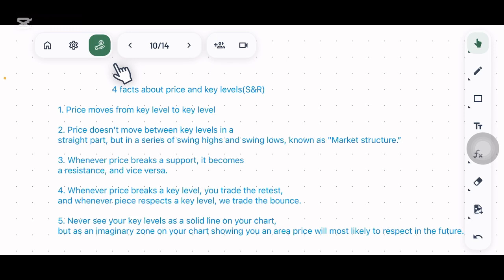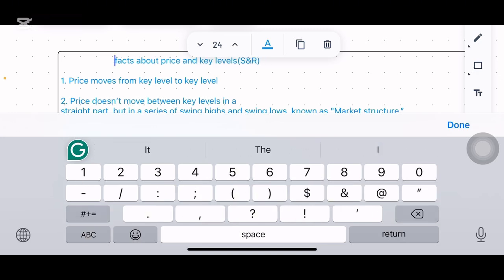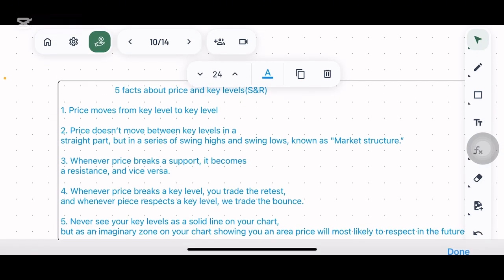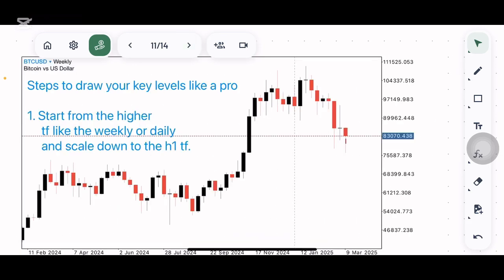So these are the 5 key facts that you must understand about key levels. Now, I want to show you the steps. These are the steps to draw your key levels like a pro. There are steps I want to show you now.